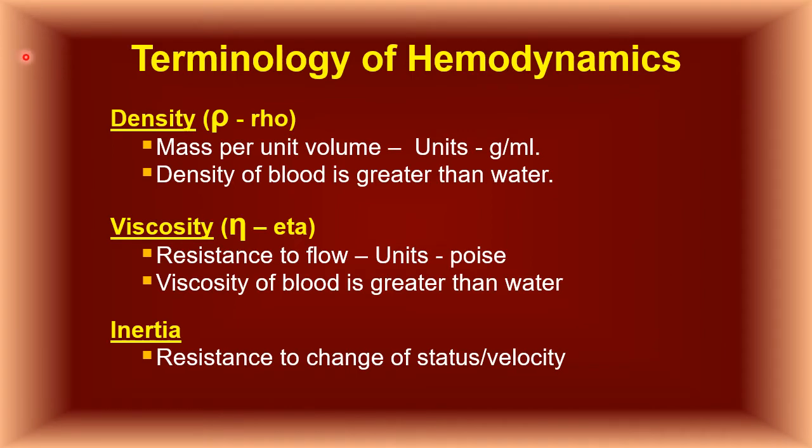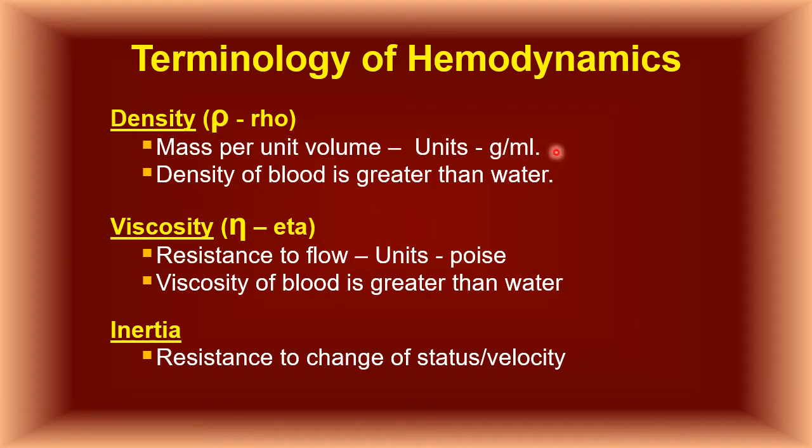Now we come to an important point to discuss about hemodynamics, which is the terminology. One word that is going to be used is density. What is density? Density is the weight or mass of one unit volume. Usually a unit volume is a cubic centimeter, which is an ml. And for weight, we usually use the gram. So grams per ml is the unit used for density.